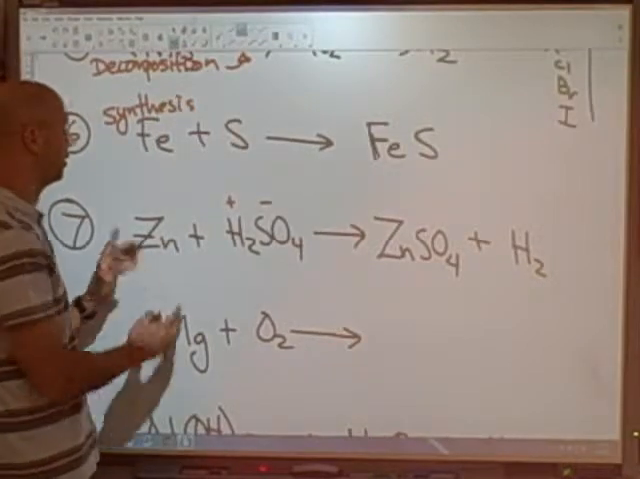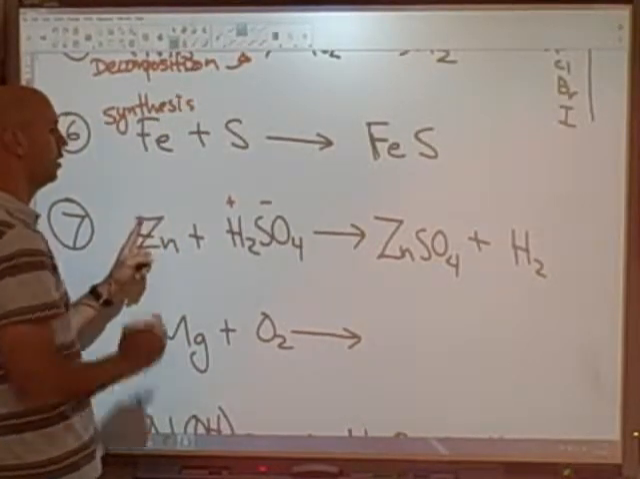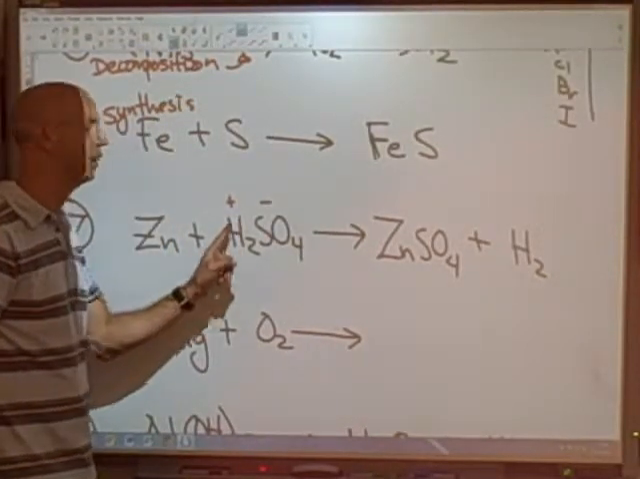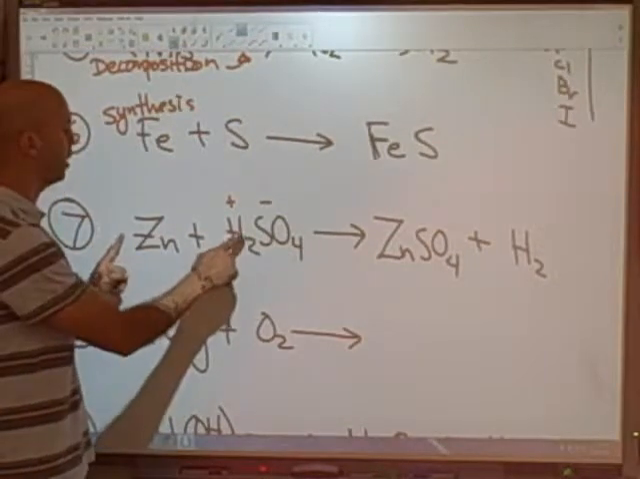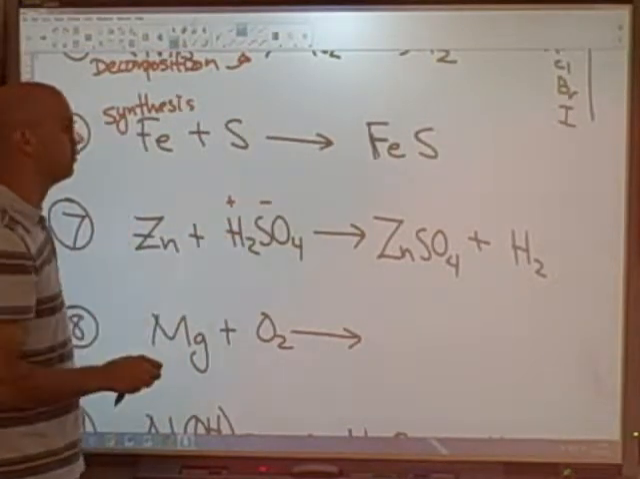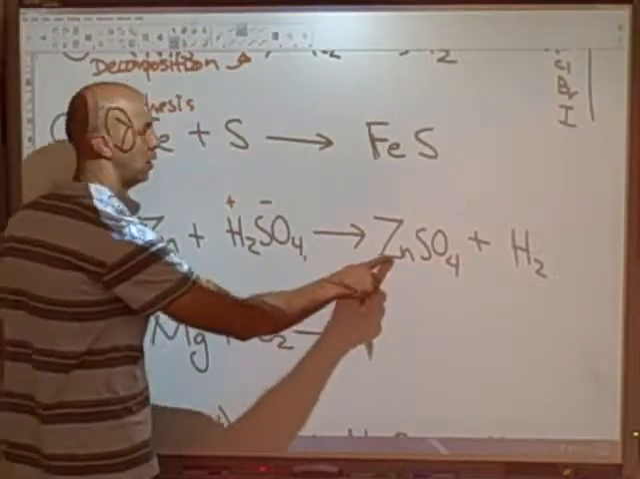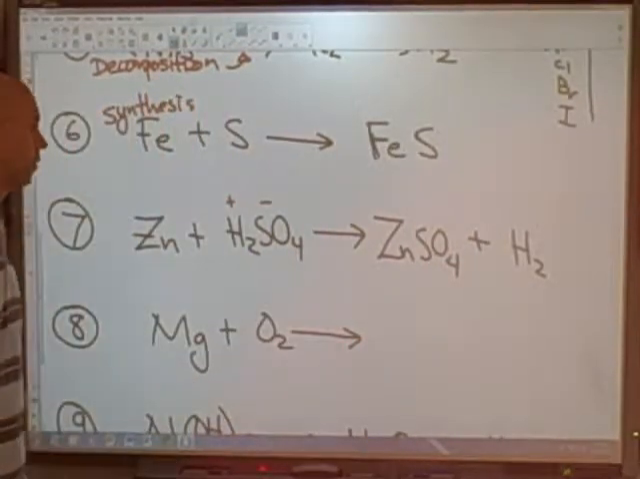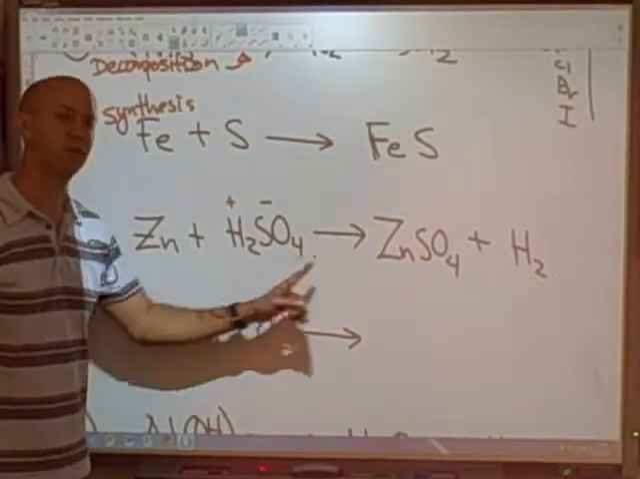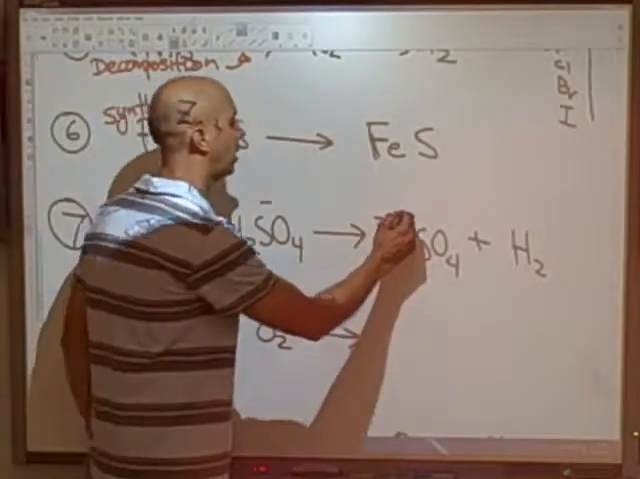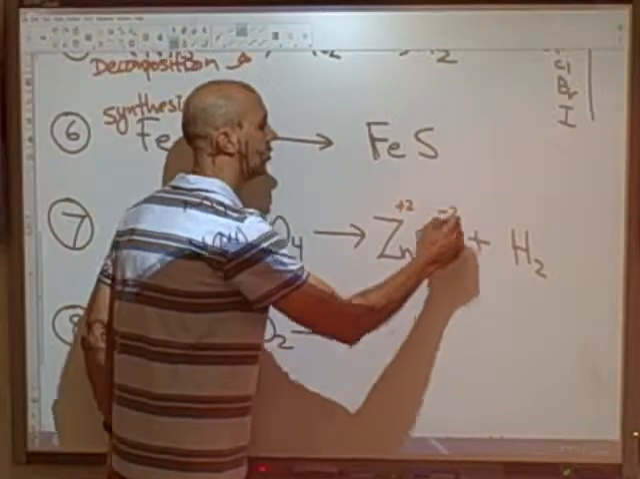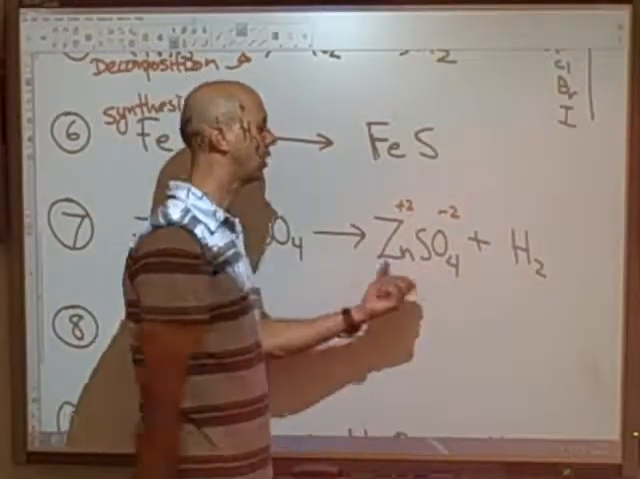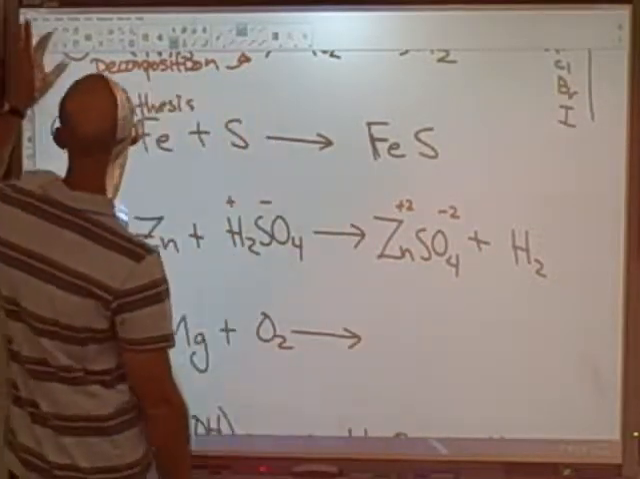What's going to happen is, this is a cation also. This guy will come in and replace the hydrogen. And as you see that, the zinc and the hydrogen have swapped places. So we get zinc with sulfate and hydrogen by itself. Now zinc has a +2 charge, so the +2 on the zinc and the -2 on the sulfate go across and cancel each other out.